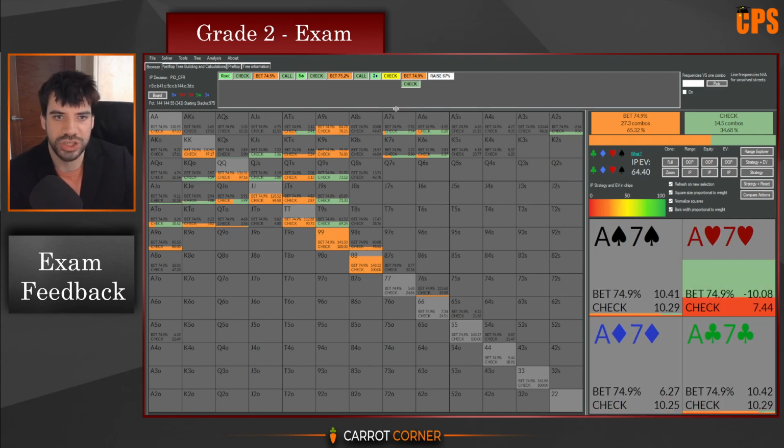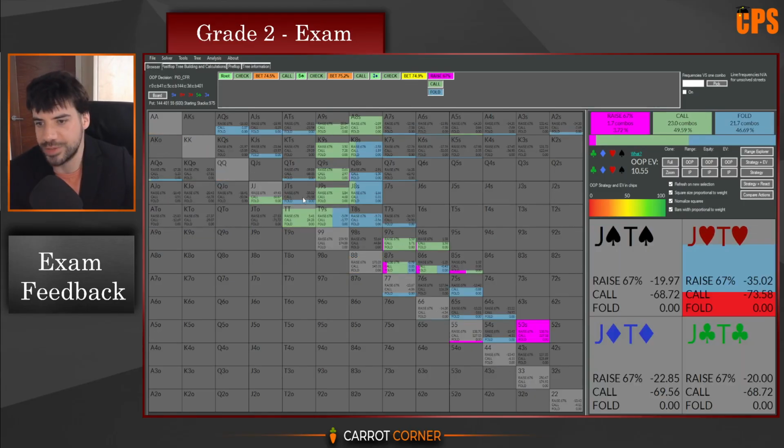Part C, why is Jack 10 suited not a good bluff raise? Of course, this would be a horrible hand to raise with, and as you can see here, we're losing 35% of the pot after villain bets by raising. That's absolutely abominable. It's so bad.